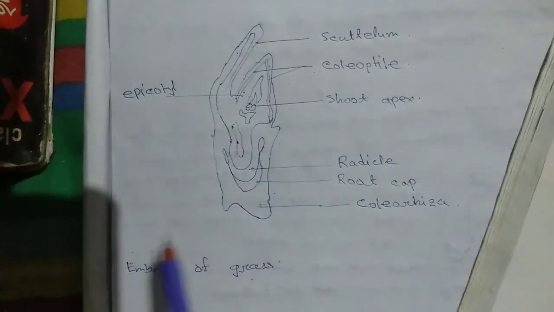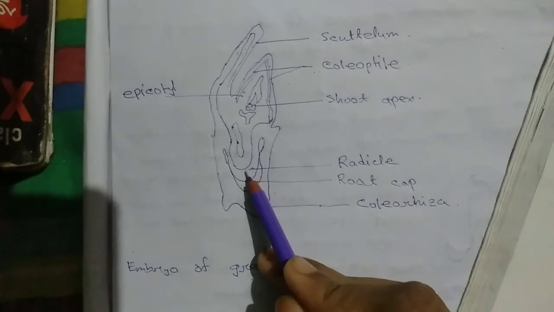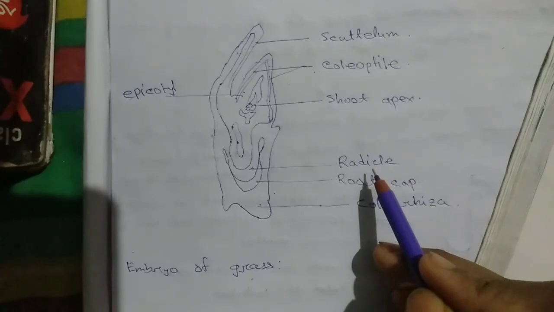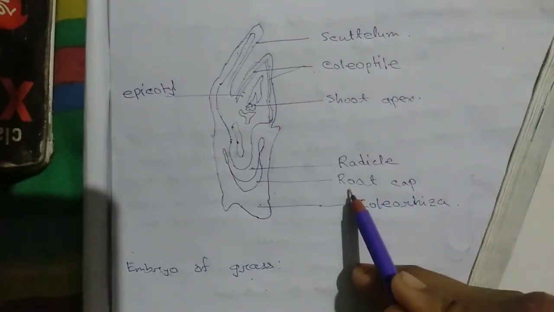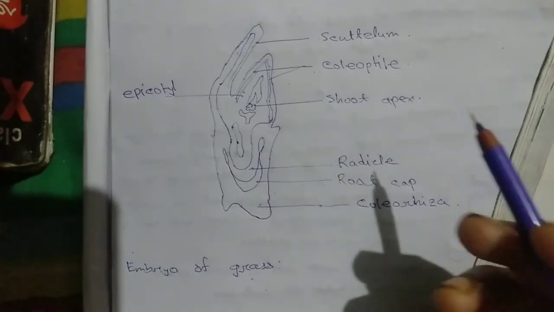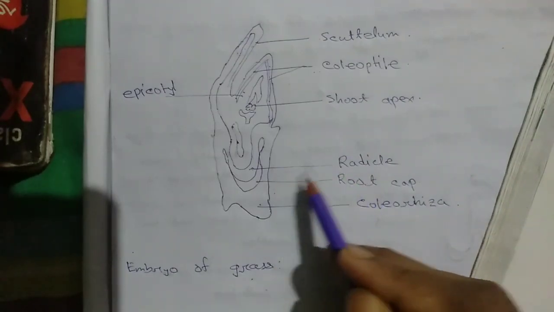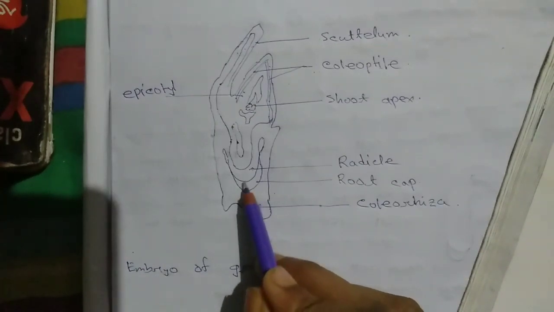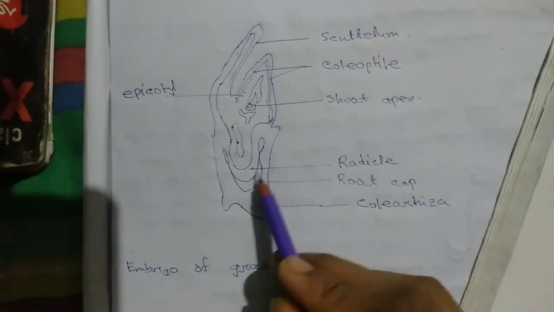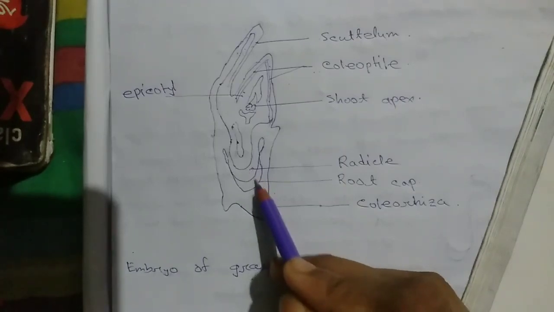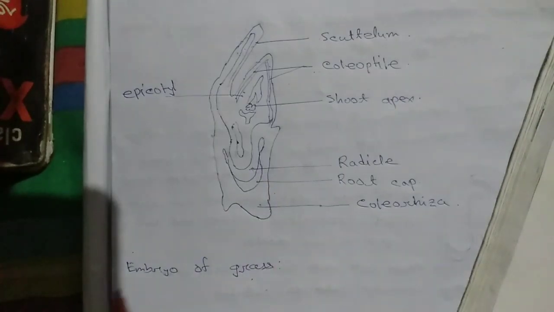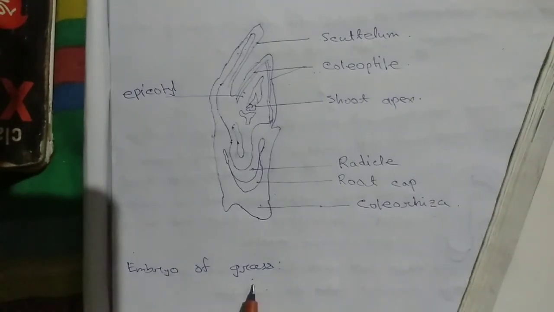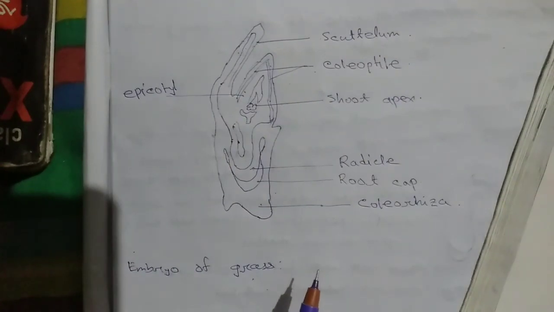At the lower end of the axis we can see the radicle, then the root cap, and a sheet between the radicle and root cap helps them stay together. This is the coleorhiza, because a sheet helps them stay together. This is the embryo of a grass, or a monocot embryo.